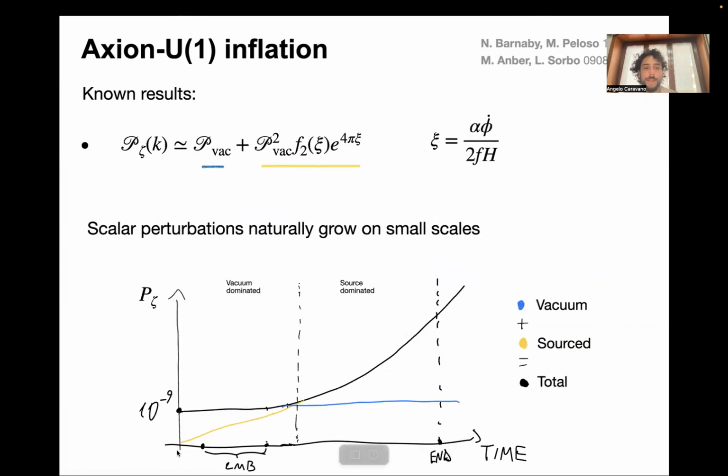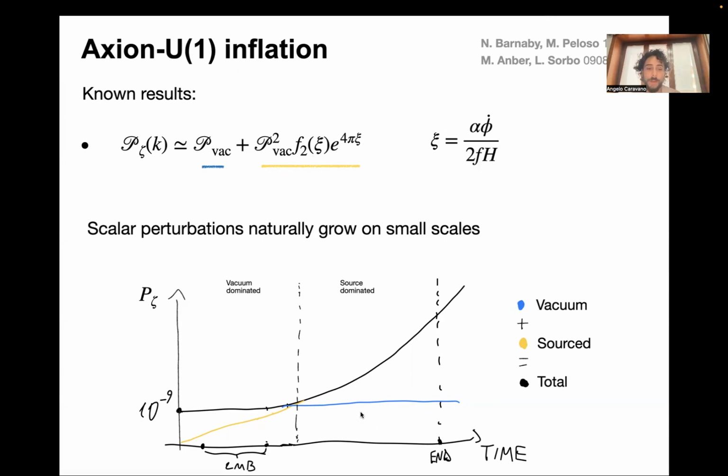Now, you can see here that of these two pieces, the second piece typically grows in time, and that's a very nice characteristic of this model. It grows in time because it's exponentially sensitive to this parameter, which is proportional to phi dot and inversely proportional to H. So this sourced piece will grow in time.